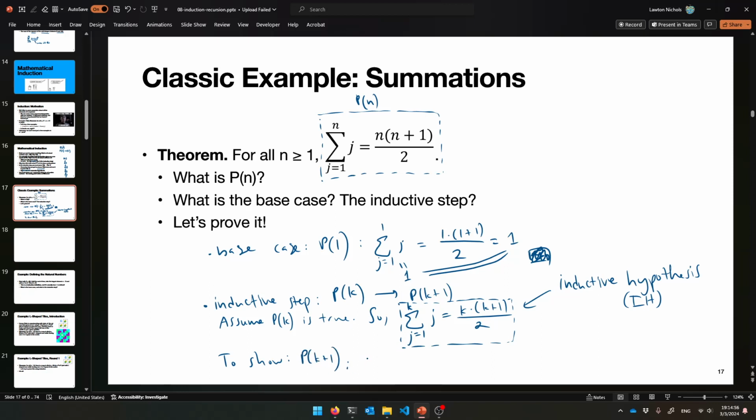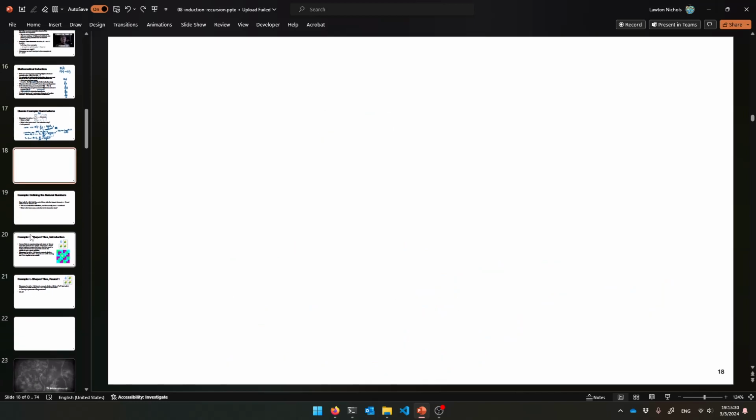What's that? We need to show that the sum, well, just plug in k plus 1 for n now, the sum of all the j's up to k plus 1 is equal to, well, plug in k plus 1 here. It's k plus 1 times k plus 2, over 2. And that is what we've got to show, and we get to use this as firepower. We get to assume that that's true. Okay, so let's write this out.